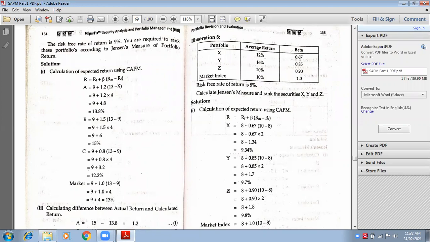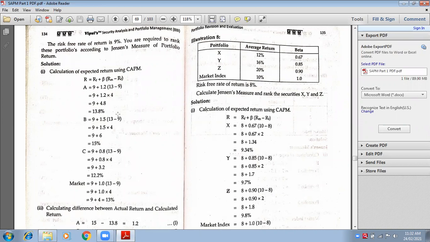So multiply by 4. Now always remember the BODMAS rule. First the multiplication has to be done and then the addition. I hope you remember all the rules. So 9 plus will be written the same. Next step, 1.2 into 4. So 1.2 into 4 is how much? 4.8. Now you can add 9 plus 4.8, which is 13.8%. Now this is the expected return of A.